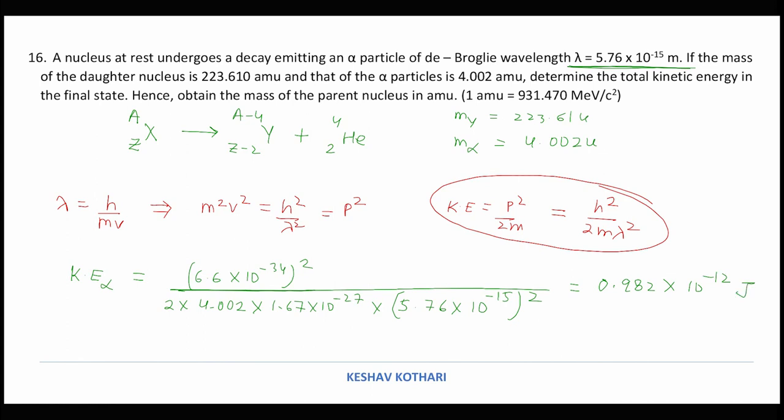Now we will do a similar set of calculations and obtain the value for kinetic energy for Y. I am not showing you that long calculation, so you can do the calculation and obtain the kinetic energy for Y as 0.0178 into 10 to the power minus 12. So from here I can say that the total energy can be written as kinetic energy of alpha particle plus kinetic energy for Y. If I add them, we will obtain a value equal to 10 to the power minus 12.